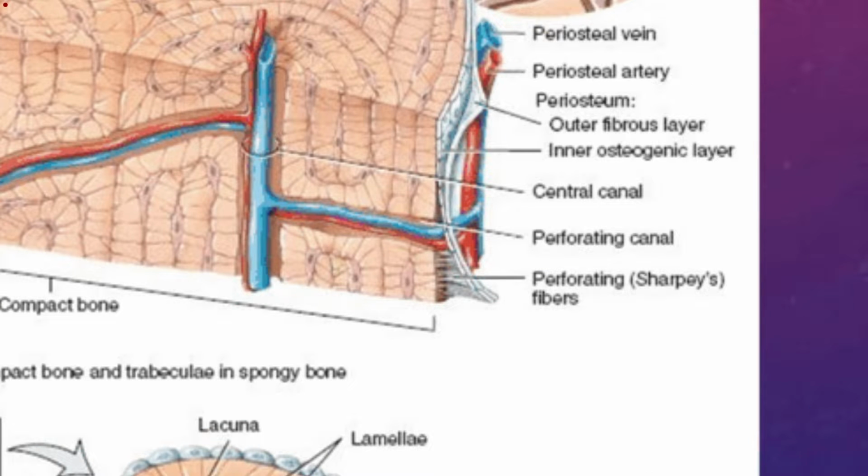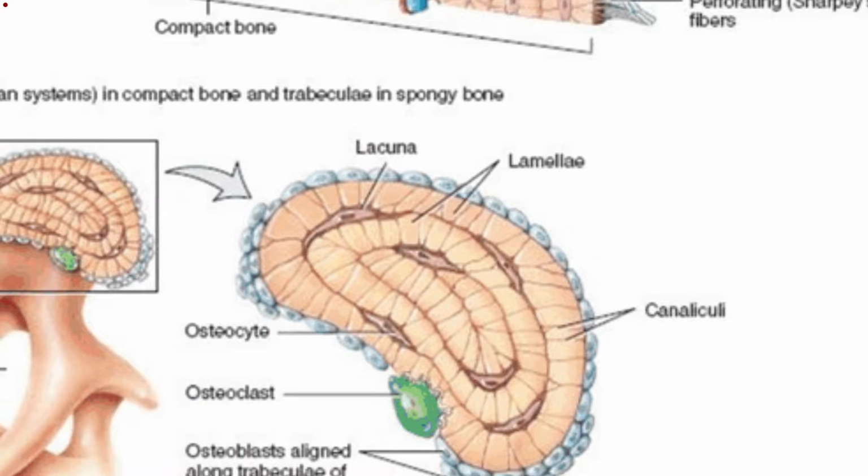When we move down, the outside of the bone is covered with the connective tissue covering called periosteum. And the periosteum has these fibers that penetrate the bone to keep the periosteum attached to the bone. Those are called Sharpey's fibers or perforating fibers. And then this is an up close.